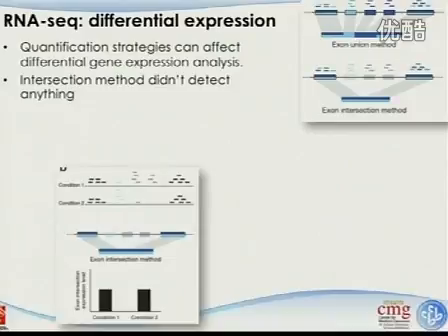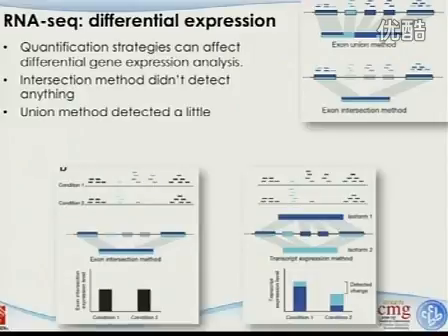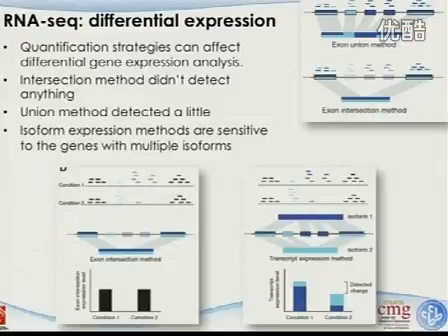The intersection method didn't detect anything for this. This is one sample, this is another sample, the read distribution. If I only use the constitutive exons, the end result is you don't see the differential expression between these 2 isoforms at all. If I'm using a union approach, which is the overall thing, I'm going to see this slight difference, and therefore there will potentially be a significant p-value. So you can see exactly the same data, same analysis, I'm just using 2 different ways to quantify my gene expression, and the result can be so different. You've got to pay attention to that.